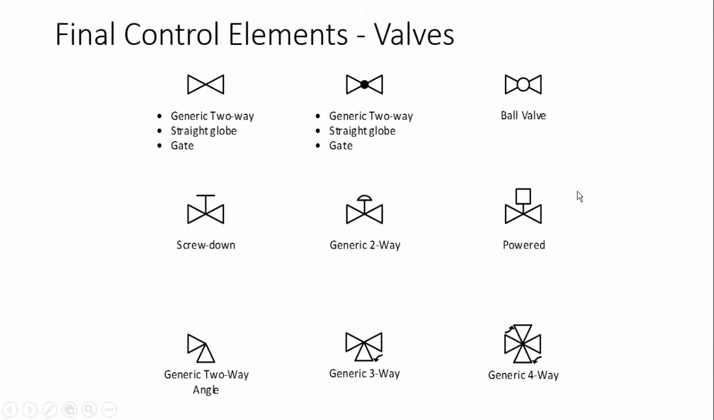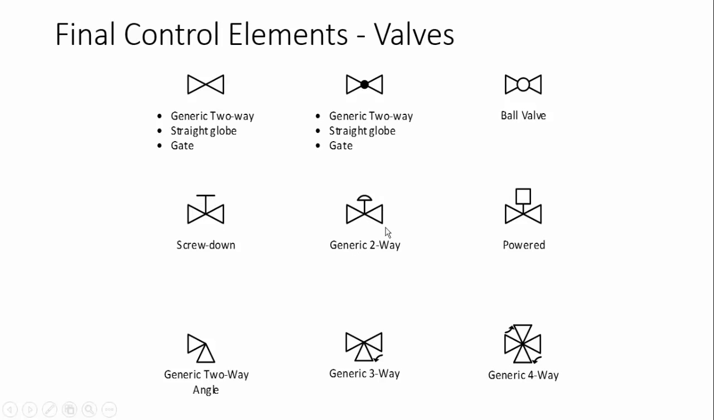Then we have all the valve symbols. And even though we just talked about valves, you may not know what all the valve types are, but each valve type has a symbol. It's basically a bow tie shaped symbol that then has some sort of a modifier on it to designate what type of valve it is. Like just a bow tie is a generic two-way valve that usually is a gate valve or some sort of straight globe valve. You can see a little dot here for a generic two-way gate valve. This is the same actual symbol. Sometimes they'll show it with a dot. A little circle designates a ball valve. There's a screw down. That's a hand-operated valve, usually.